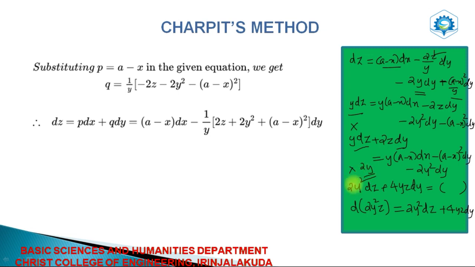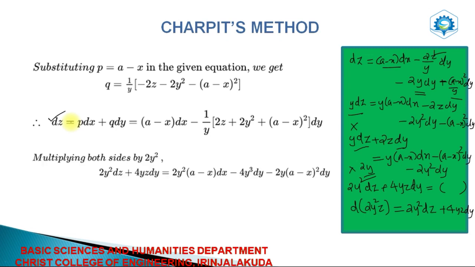That means we have to multiply the entire equation by 2y square. So we will multiply this equation, dz equal to a minus x dx minus 1 by y 2z plus 2y square plus a minus x all square dy by 2y square, on both sides by 2y square, and we will group the terms as I just explained. Now what about the left hand side? Left hand side is actually the derivative of 2y square z.